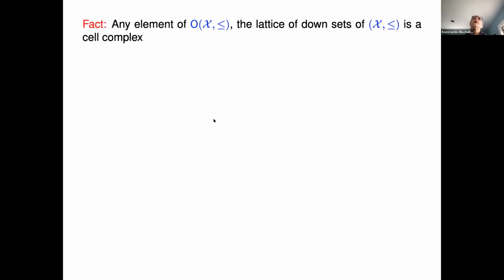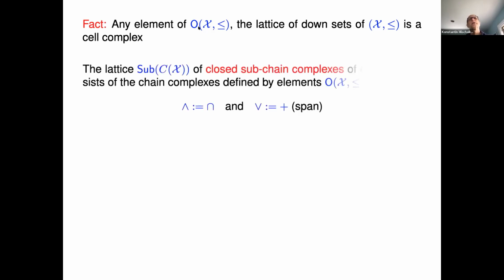So if I have a poset, I can always form the lattice of downsets. And if I take an element of the lattice of downsets, it turns out that that's a cell complex. So I can turn it from a combinatorial object into a linear algebra object. And that then gives me a lattice of closed subchain complexes.